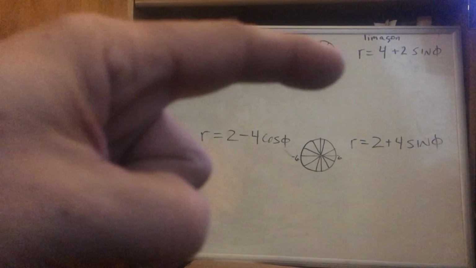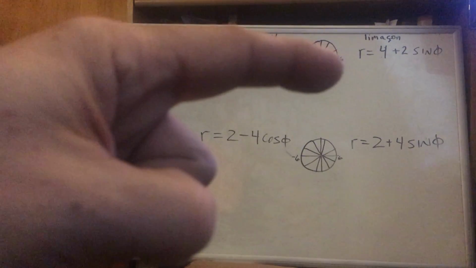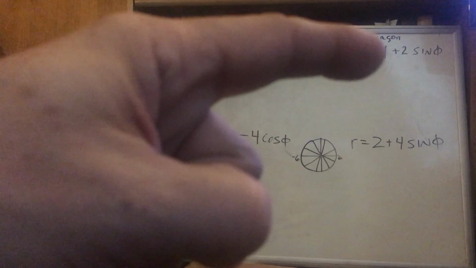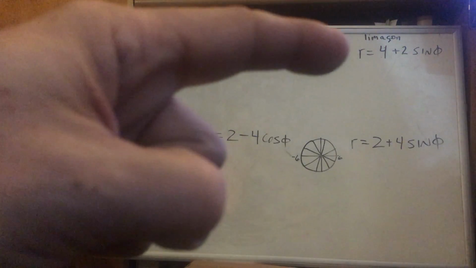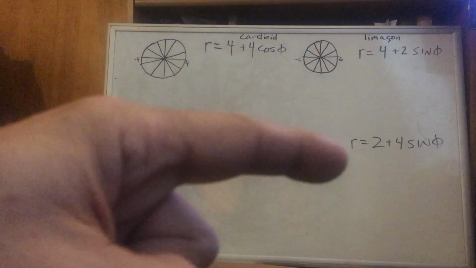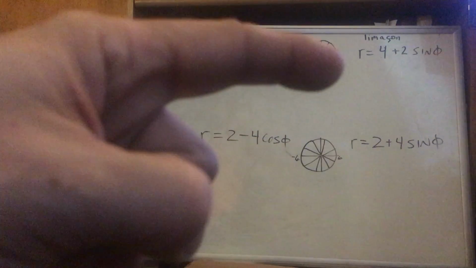Okay, and then there's this one over here, which is called a limaçon, and that's soft C, son. That's why there's that little virgule underneath the C. That's a French word. Notice these two are practically the same, except the 4 and the 2 switch.